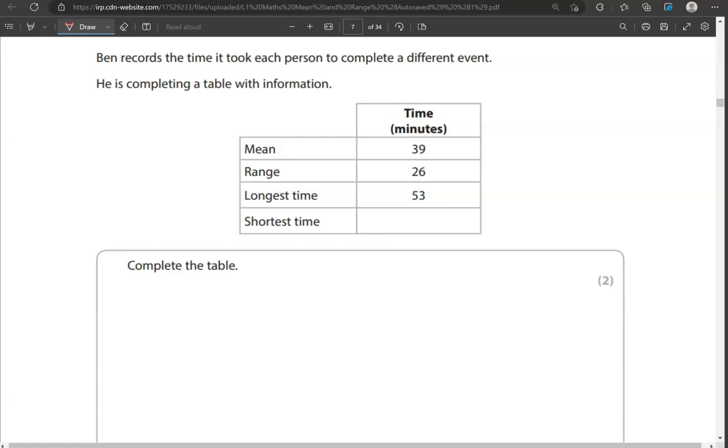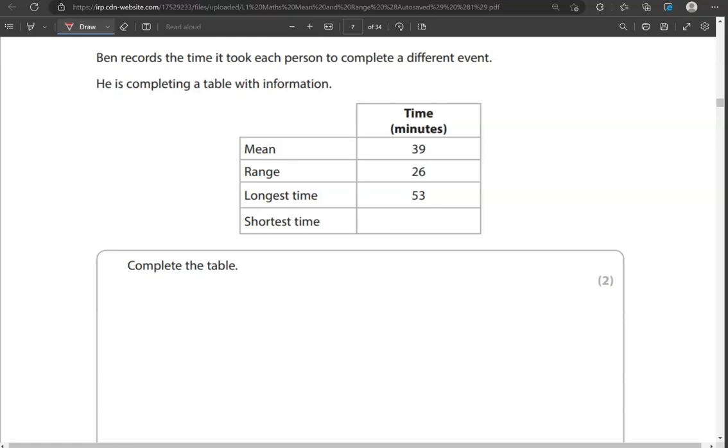To fill the gap, we need to look at how we can use the other information that's given to us. So we've got the mean, but you know that the mean is worked out by adding all the numbers and dividing by how many there are, and we haven't got any of those figures. We just know the mean. We have the range, which we know is taking away the smallest from the highest value, or the shortest time from the longest time in this case.